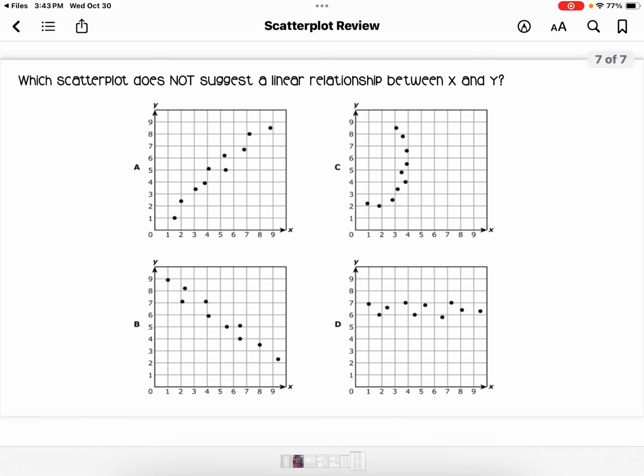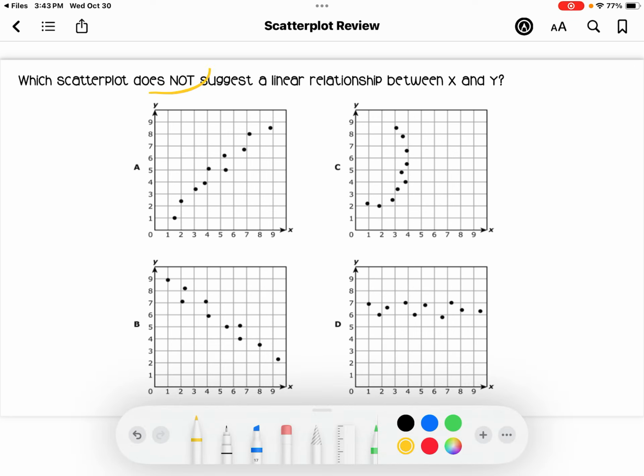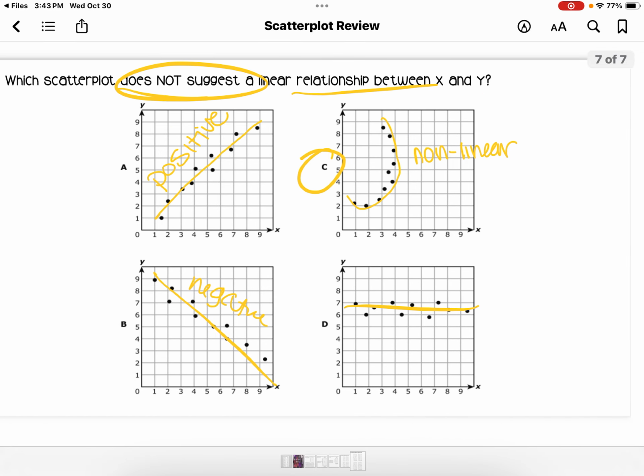Okay, one more before y'all take your test. Which scatterplot does not suggest a linear relationship? Same thing. Oh, wait, is it the same problem? That's the same problem. Just kidding.